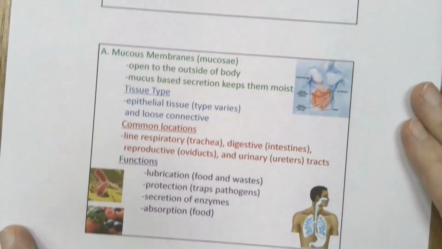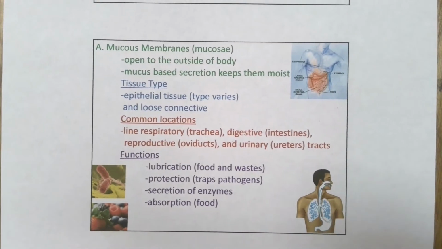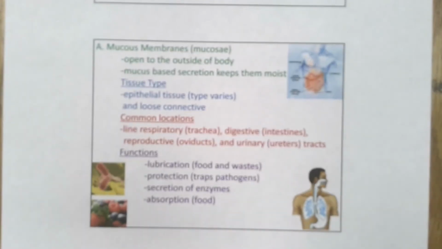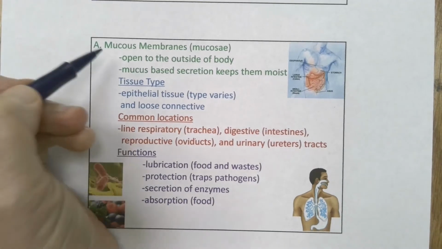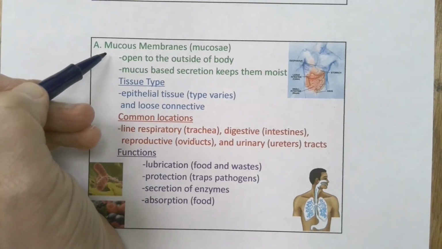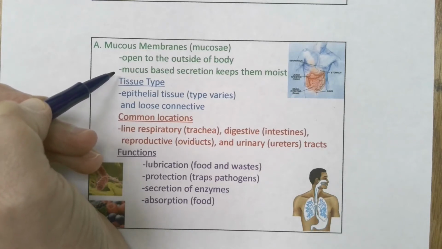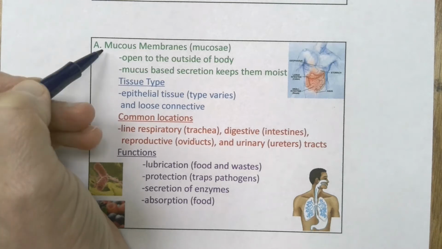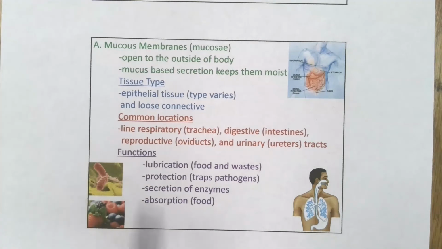Mucous membranes are the first ones that we're going to cover. They're often called the mucosa. Okay, and they open to the outside of the body. Notice the spelling of mucous, M-U-C-O-U-S. That's the spelling for the membrane. And then notice M-U-C-U-S, that's the spelling for the secretion. So you have to make sure that you've got those not mixed up, that you know the difference in the spelling. So mucus, just think snot.